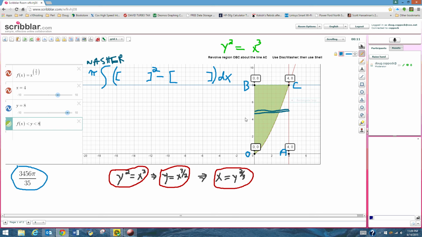And by understanding that with the washer method, the disks or rectangles are perpendicular to the axis of revolution, it's this little distance right here that approaches 0. Well, that means actually we're going to integrate along the y-axis, so I should have had a dy here. And we will be integrating from 0 to 8.